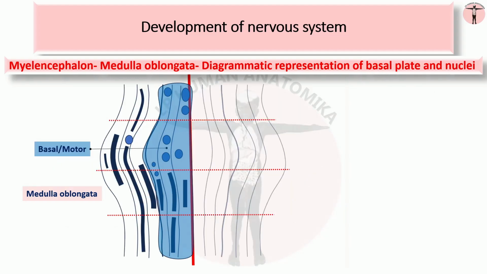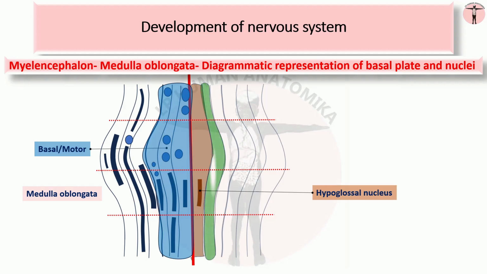Now, let us identify the nuclei in each column which give rise to specific cranial nerves, from medial to lateral side of the medulla oblongata. We will start identifying the nuclei from the midline with the basal or motor plate. The general somatic efferent column is represented by the neurons of the hypoglossal nerve and is called the hypoglossal nucleus.